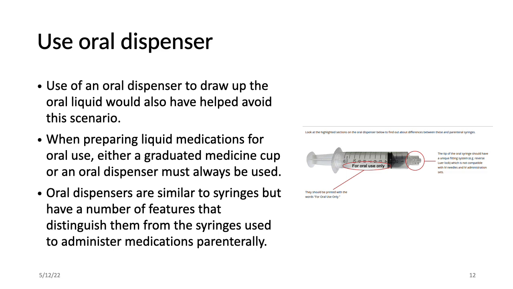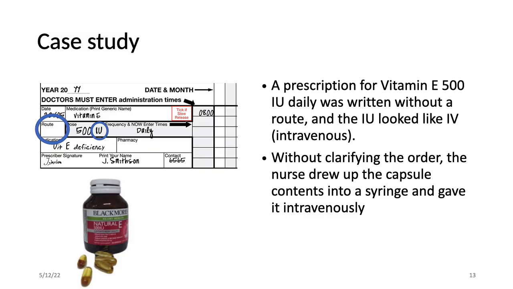A prescription for vitamin E 500 international units was written without a route, and the international unit, the IU, looks like IV, intravenous. Without clarifying the order, the nurse drew up the capsule content in a syringe and gave it intravenously.